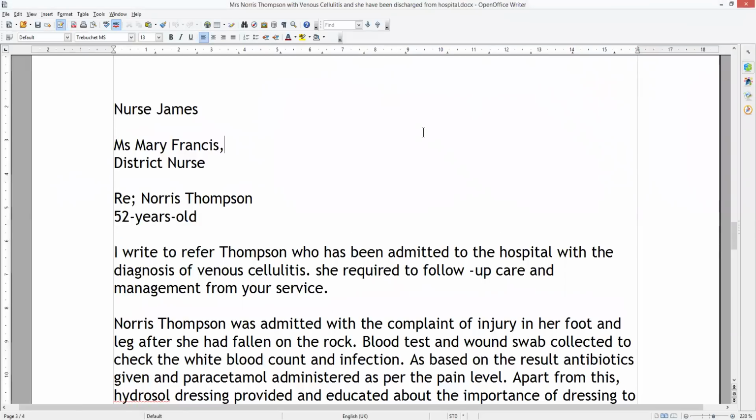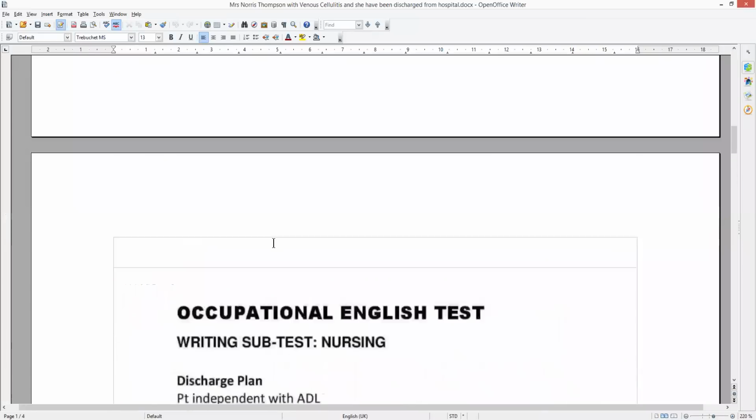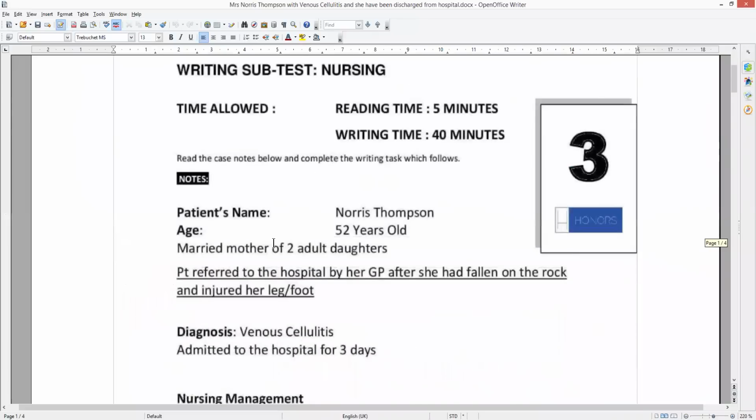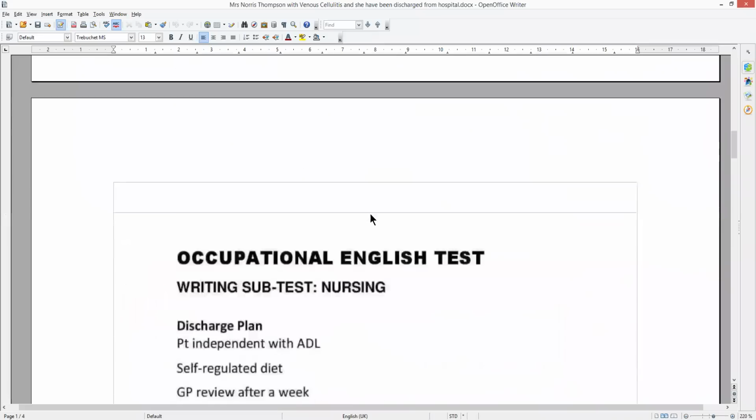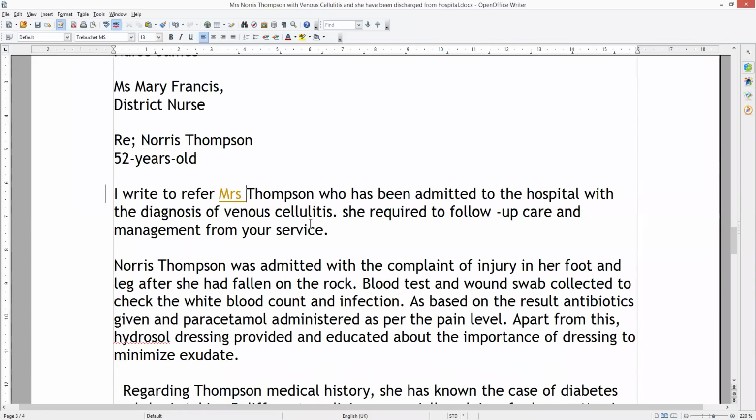First thing I noticed here. Okay, so we've got the Nurse James, Mary Frances, district nurse. So you have to get your address, and it's like, now Norris Thompson, is that her name? And it's a woman. That's rather a strange name for a woman, but still, that's not my affair. Now, but though, first, pronouns. Mrs. Thompson. Don't simply use her last name. It's Thompson.